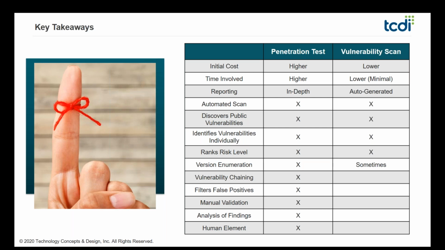Version enumeration, the vulnerability scan will do that sometimes. It depends. That'll definitely be done in a penetration test. You'll be able to identify all the rest of these in a penetration test, but not a vulnerability scan. The vulnerability chaining, filtering out false positives, manual validation, of course, is something that's done in penetration testing.